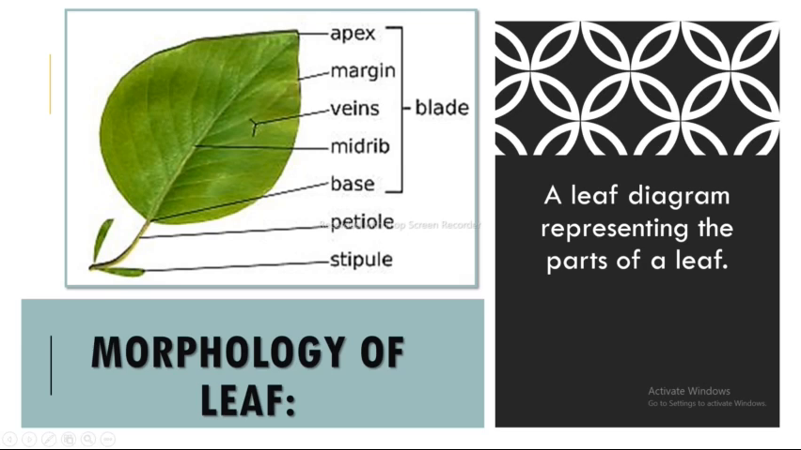So apex, margin, veins, midrib and base, all of these constitute the blade of the leaf. And the next is the thin stalk of the leaf, and this stalk is known as the petiole. And at the last you can see that these are the small stipules as shown in this figure.